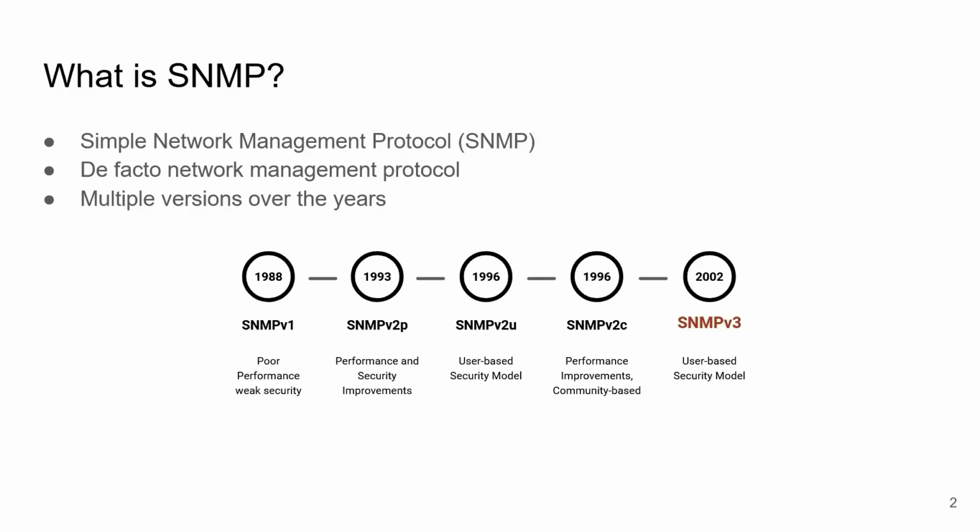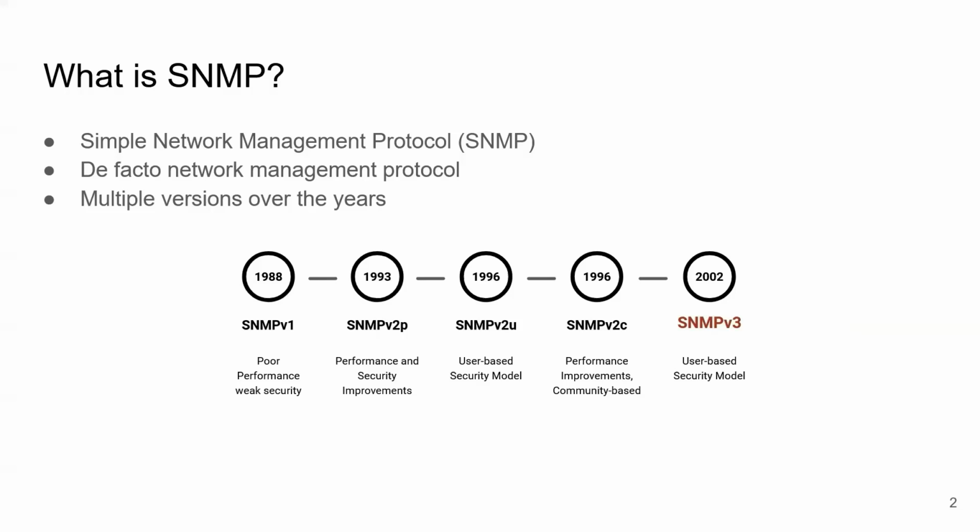SNMP has a long history of development that led to multiple revisions over the years. The first version suffered from poor security and performance. It relied on community strings for authentication, which is simply a pre-shared plain text password with no support for any form of encryption.